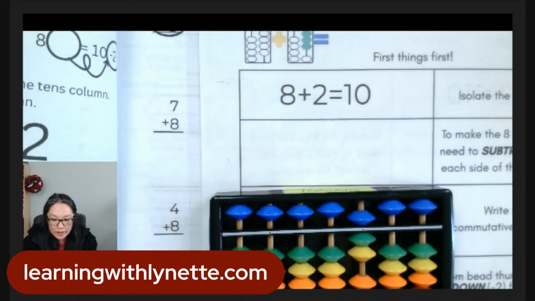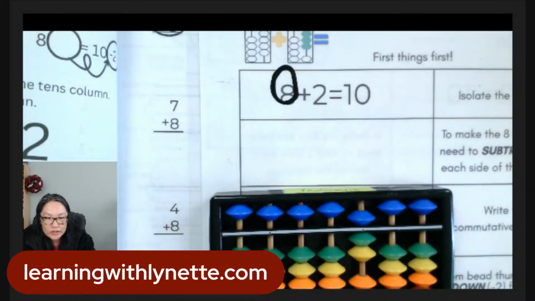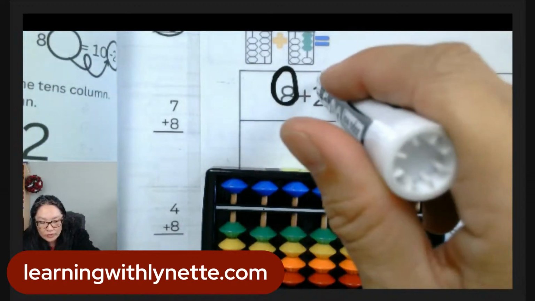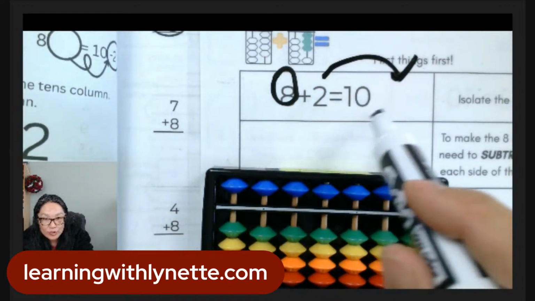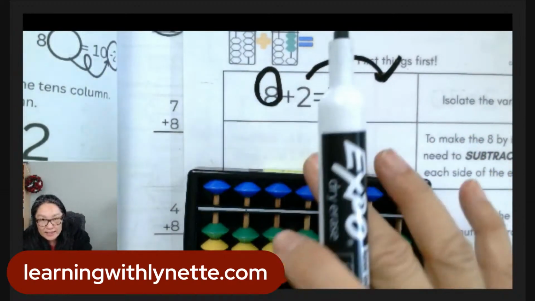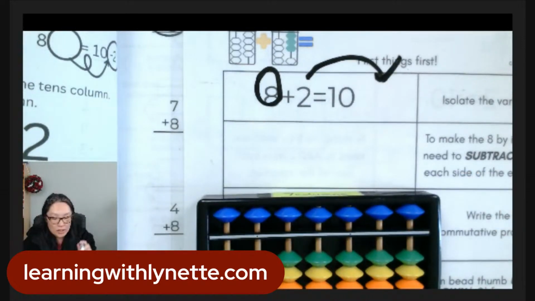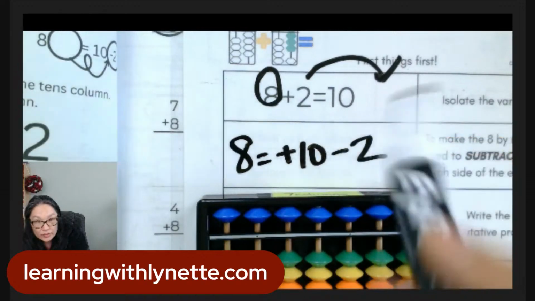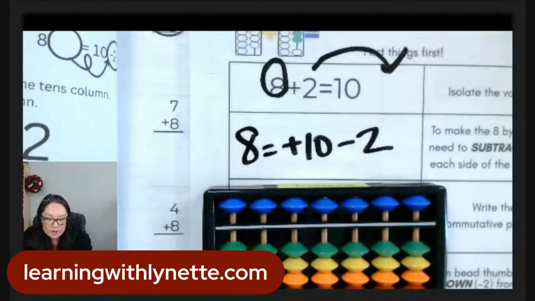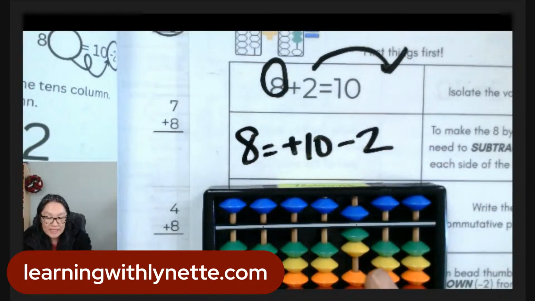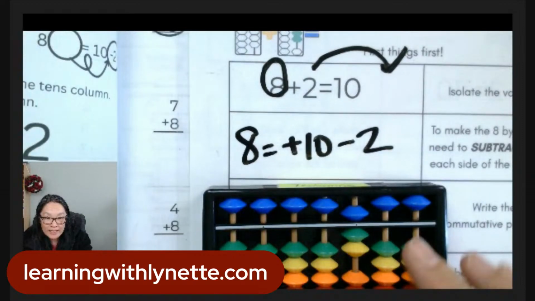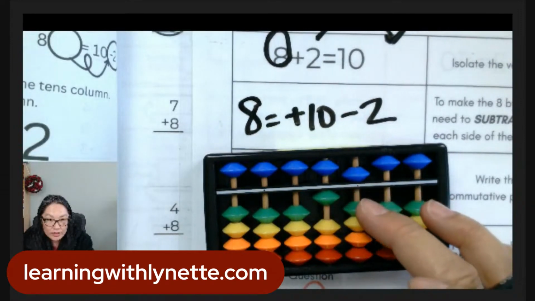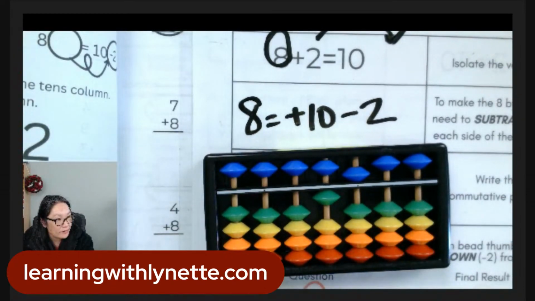To make it an abacus formula, if we're looking for an 8, we're going to isolate the variable. We're going to move this 2 to the other side. That means we're going to subtract it, because we're going to make the 8 by itself. That's what isolating the variable means. So 8 is equal to plus the 10 minus the 2. I have 7 on my abacus and I cannot add the 8, so I plus the 10 and then take away the 2. My final answer is 15.